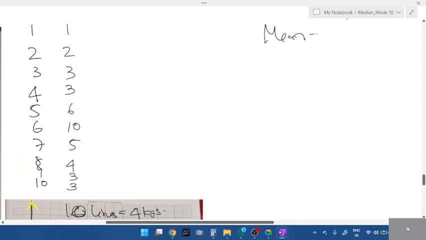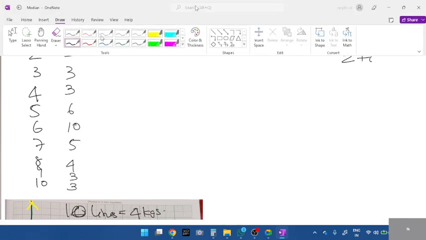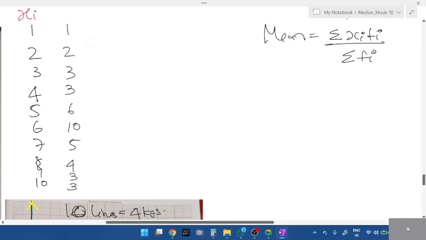What is mean formula? We have three types. In that, which is the easiest type? Summation of fi xi divided by summation of fi. So for mean, what is xi? First value. Fi is the second value. From this, do we require cumulative frequency for mean? Is cumulative frequency required? No.